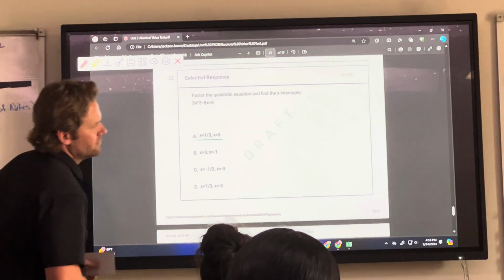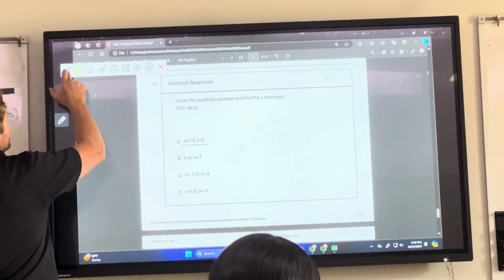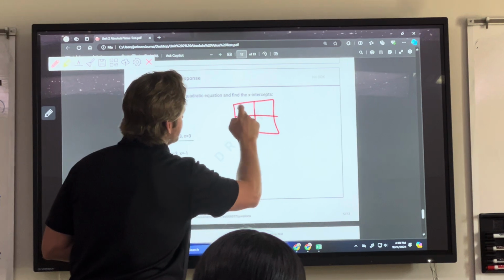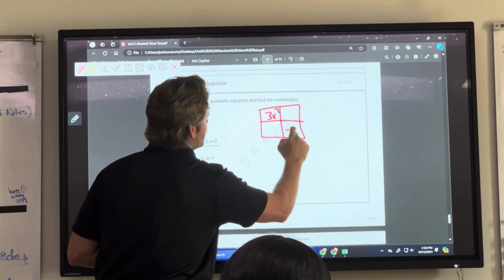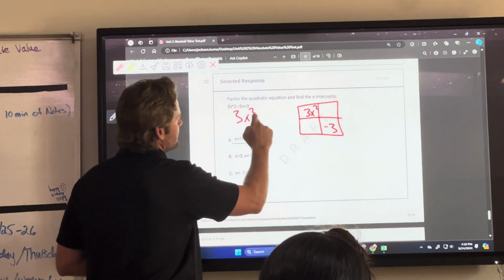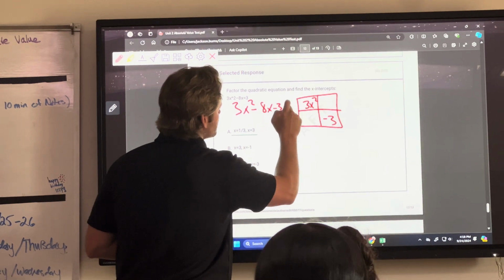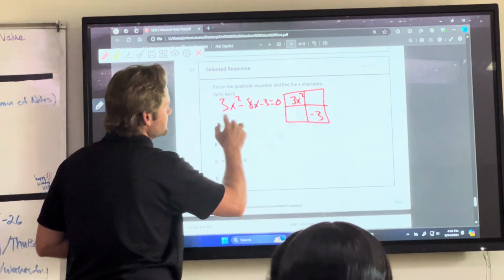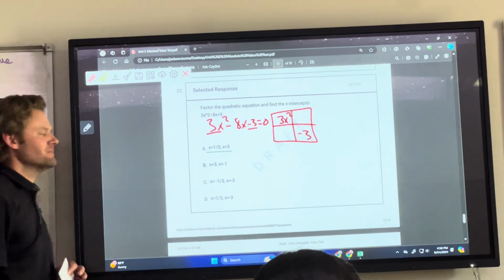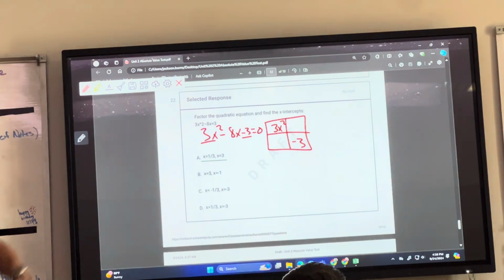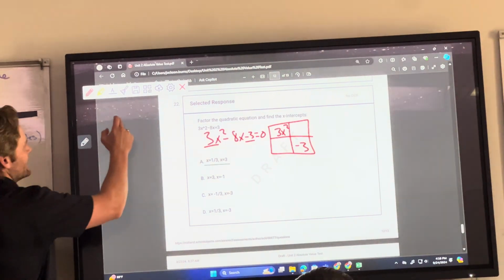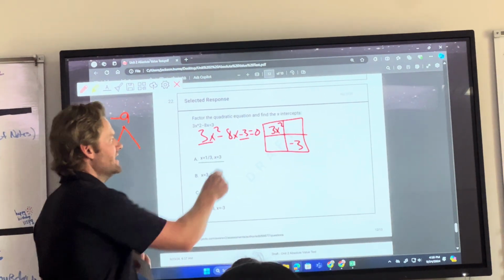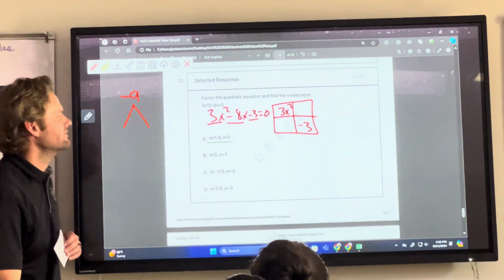To get, ooh, that's not frustrating. All right, so we just do it again. You got 3x squared here, you got negative 3, 3x squared minus 8x minus 3 equals 0. Right, to get what goes on my diagonals, I need to multiply my a times my c. My first coefficient times my third, so that gives me a negative 9. I want the factors of negative 9 that add up to a negative 8.